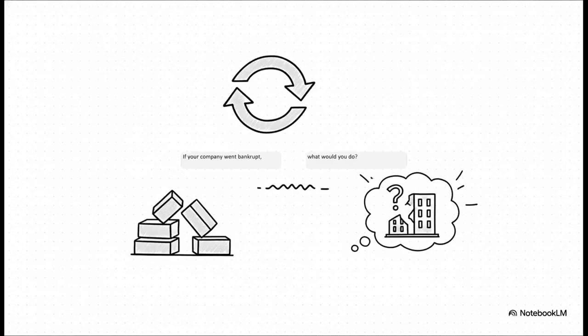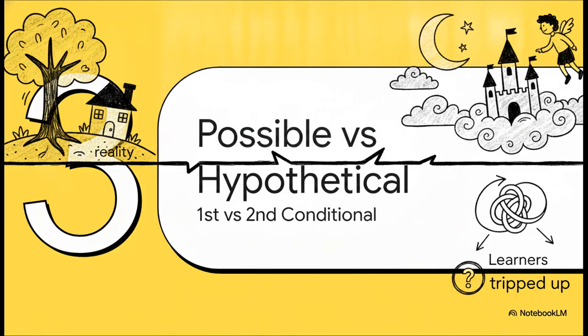Ooh, and we can also completely flip the order of our building blocks. If your company went bankrupt, what would you do? Notice how we can safely reverse the order of the result and the condition here. If we start with the if clause, we use a comma to separate the 2 parts. But, and this is a neat trick, if we flipped it to what would you do if your company went bankrupt, that comma just drops out completely. Poof, gone.